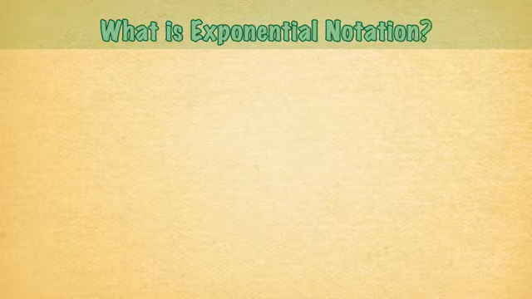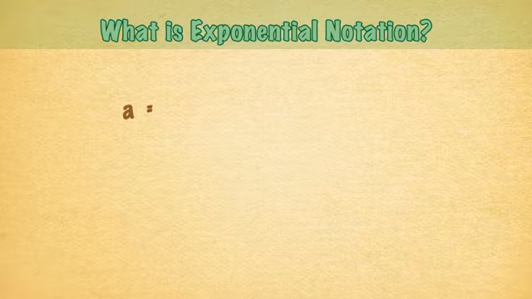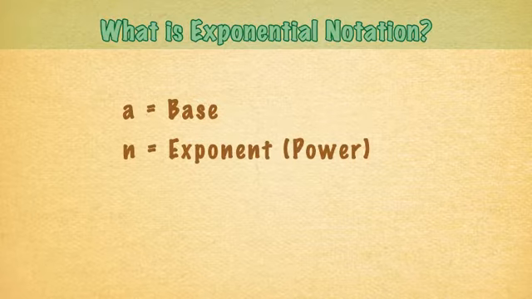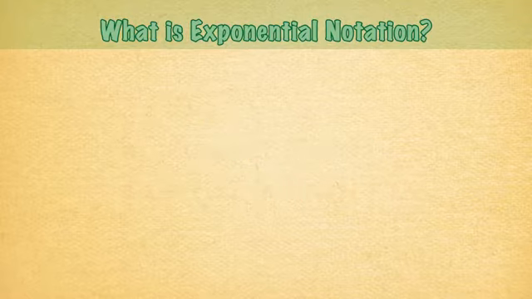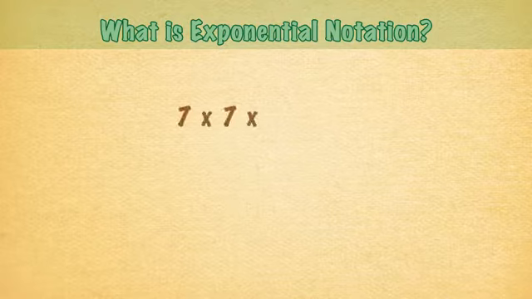Exponential notation is a shorthand way of writing a number multiplied by itself several times. The factor that you repeatedly multiply is called the base. The exponent, also called the power, the n, indicates the number of times the base is multiplied. The exponent is written as a superscript n just above and to the right of the base. You read it as a to the nth power. For example, you would write 7 times 7 times 7 as 7 to the 3rd power.